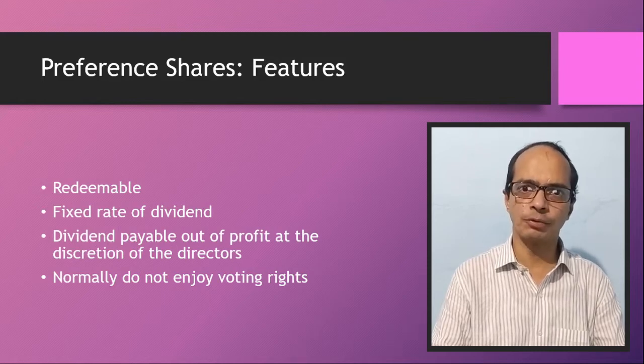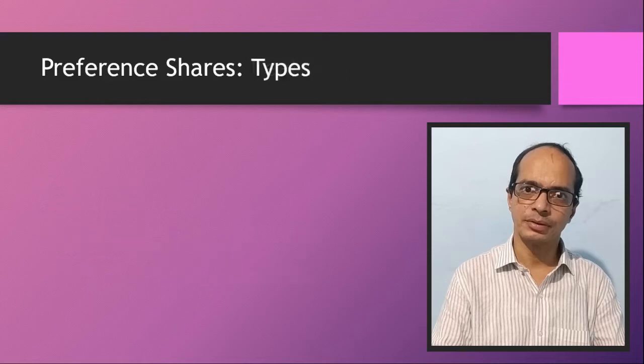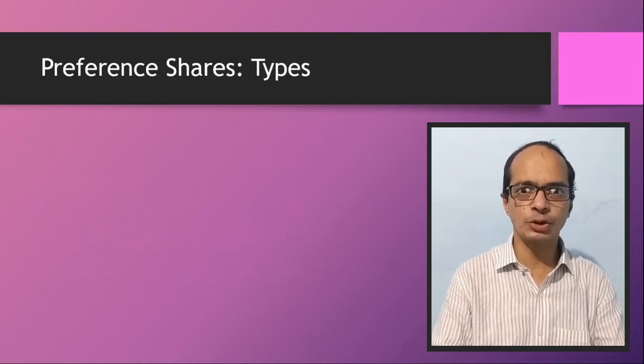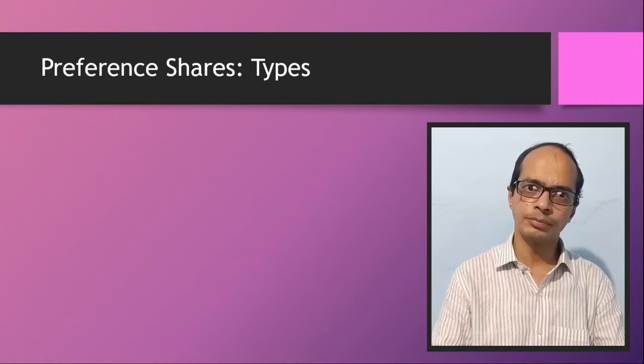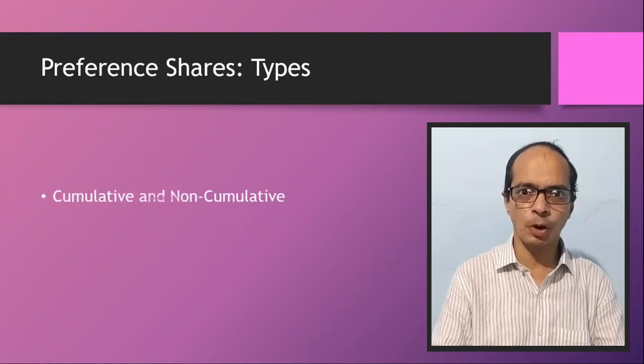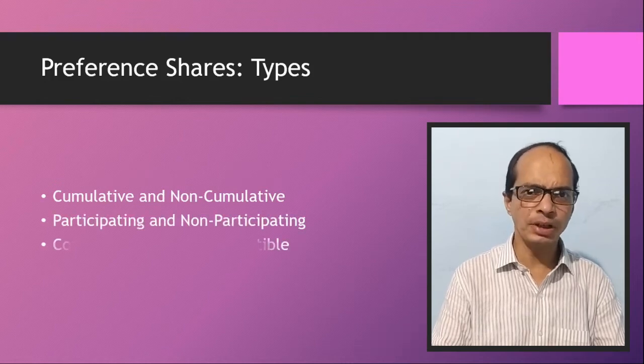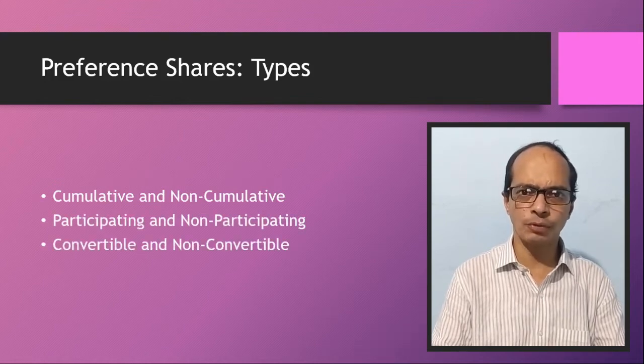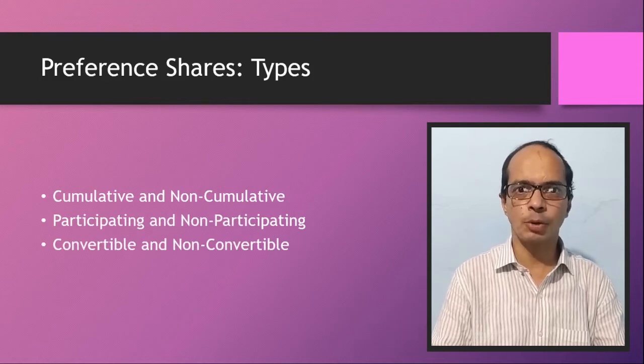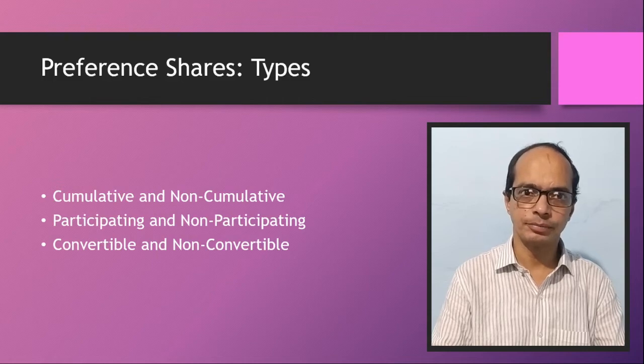There are different types of the preference shares. This classification of preference share can be done with reference to the payment of dividend, participation in the surplus profit, and convertibility. In each of these categories, there are two types of the preference shares. First, on the basis of payment of the dividend. There are two types of the preference shares, cumulative and non-cumulative.